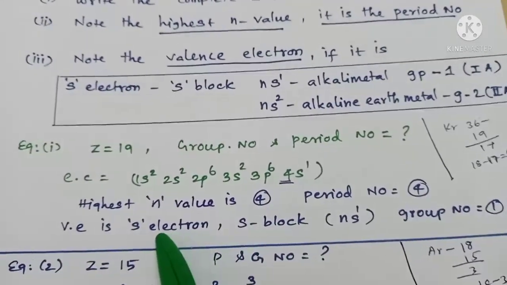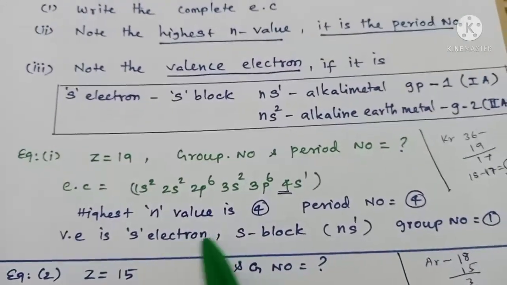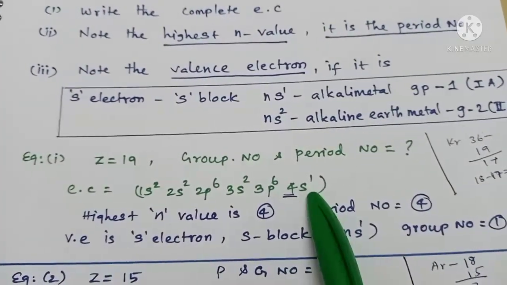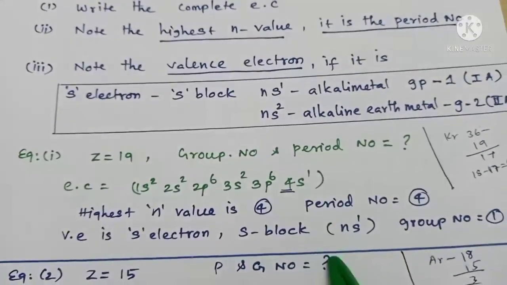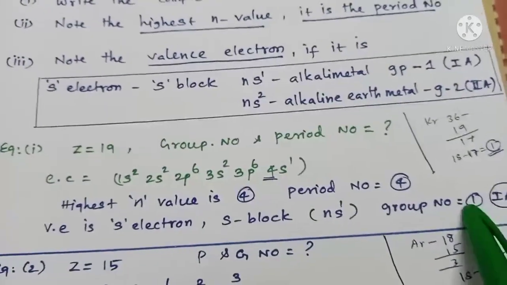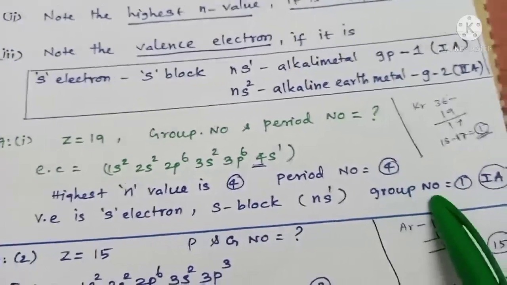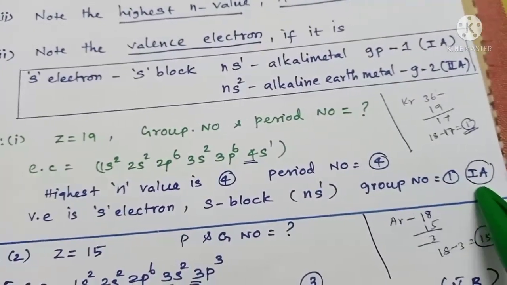Now look at the valence electron. It is in the s orbital, so it belongs to the s block. The electron number in the s orbital is 1, ns1 configuration, so group number 1. So the element with atomic number 19 belongs to period number 4 and group number 1, or group number 1A.